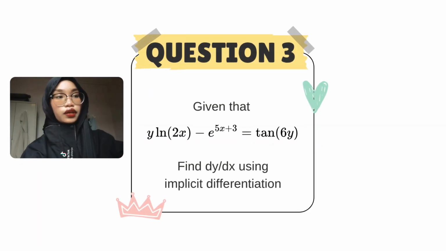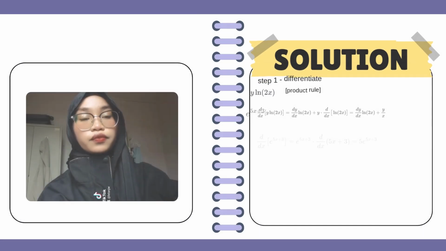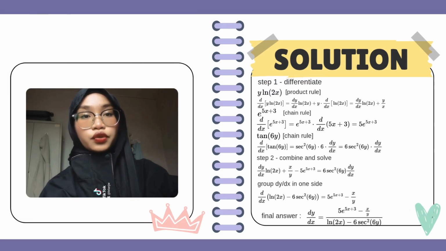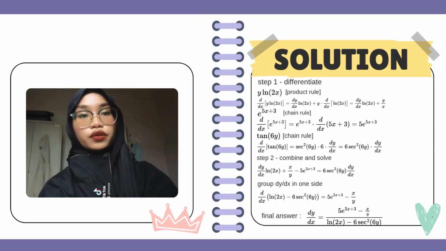So for question 3, given that y ln 2x minus e power of 5x plus 3 equals tan 6y, find dy dx using implicit differentiation. So step 1, we have to differentiate. It will be easier if we differentiate one by one.